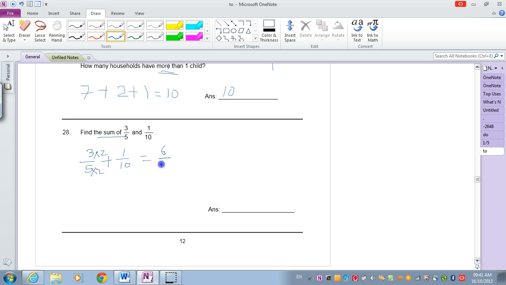out of 10 plus 1 out of 10. Now they have the same denominator, so I can carry out the addition. Remember, you do not add the denominator, so I have a denominator of 10. And look at the numerator, 6 plus 1 will give me 7. So the answer is 7 out of 10.